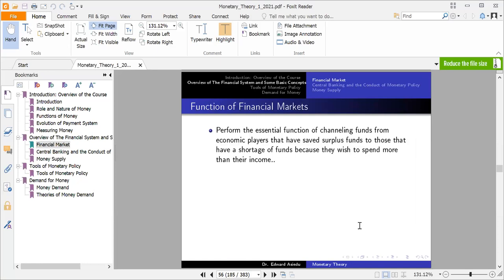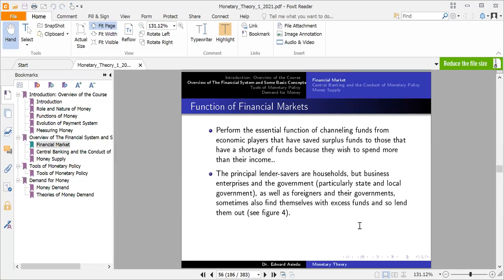Okay, functions of the financial markets. We know money is important in the economy, and it therefore makes the financial market very critical in an economy. Some of the key functions of financial markets: financial markets perform the essential function of channeling funds from economic agents that have surplus to those that have shortages.